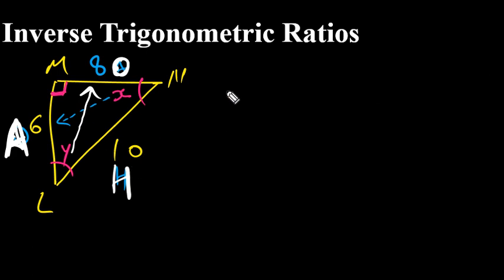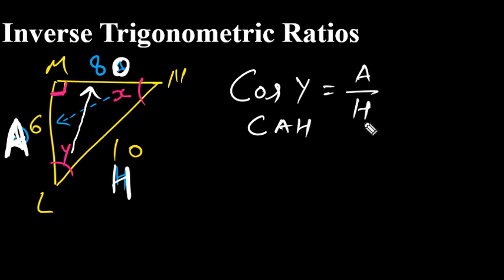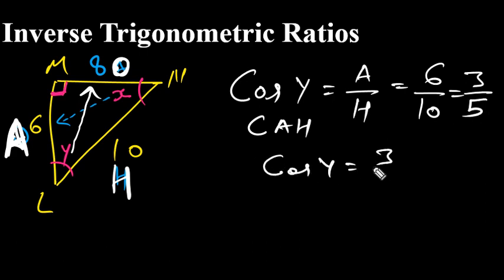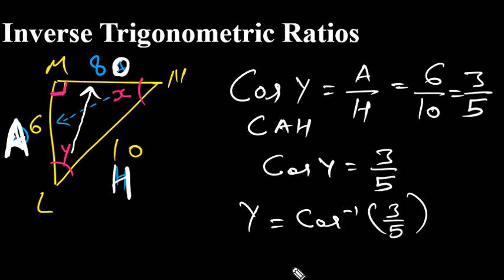Okay, so which one? Let's take cos this time. So cos y is equal, cos is CAH, so adjacent over hypotenuse. Now adjacent is 6, hypotenuse is 10. Simplify this, this will give you 3 over 5, right? So cos y is equal to 3 over 5. Now angle y is equal to cos inverse 3 over 5.